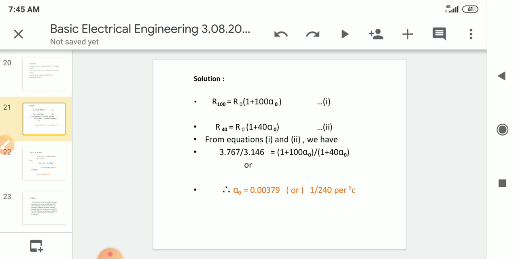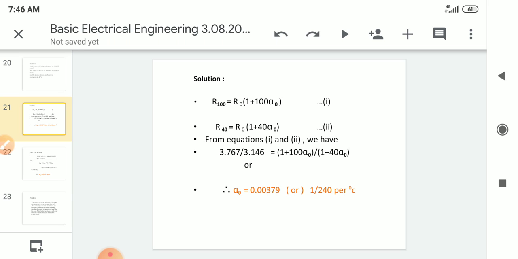First, R1 is R naught into 1 plus alpha naught T. In this equation we substitute the value of R100. Here the second equation is R40 is equal to R naught into 1 plus T2 into alpha naught. We are having these two equations. Divide these two equations, then we get the value of alpha naught. 50% of our problem is solved.